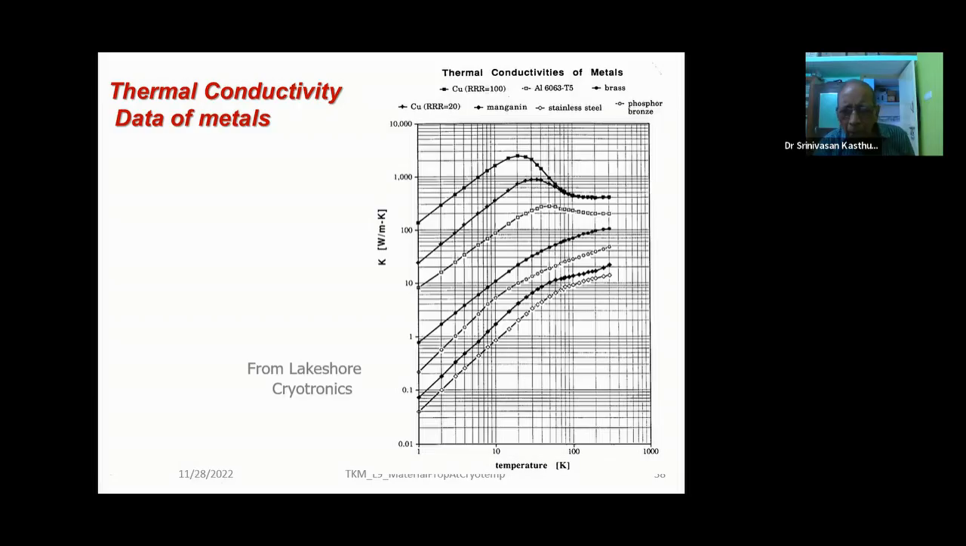And you have copper of RRR. RRR means residual resistivity ratio. The behaviors are, for example, that high purity material goes up and then goes down. The x-axis is temperature, and the y-axis is thermal conductivity in watts per meter Kelvin.